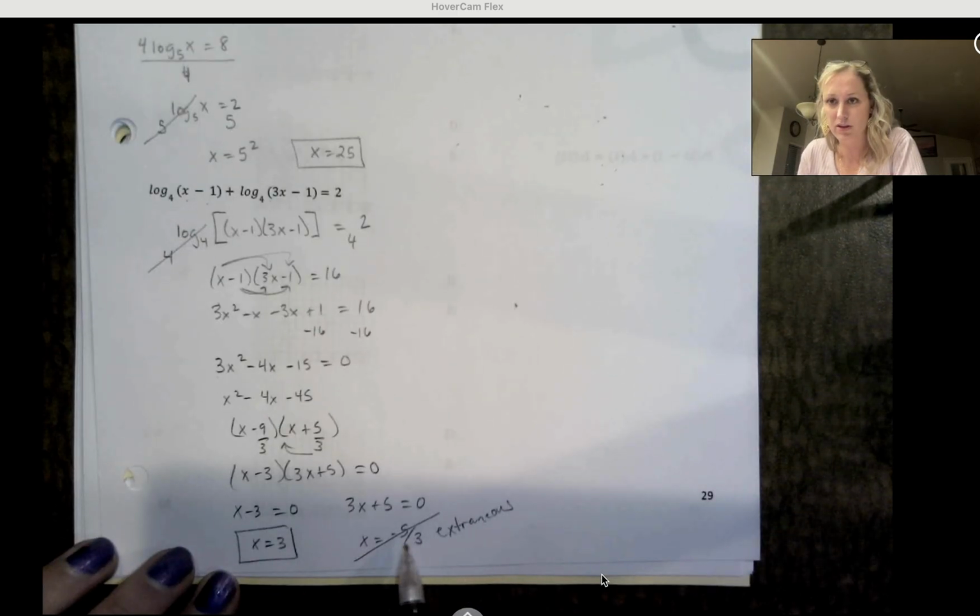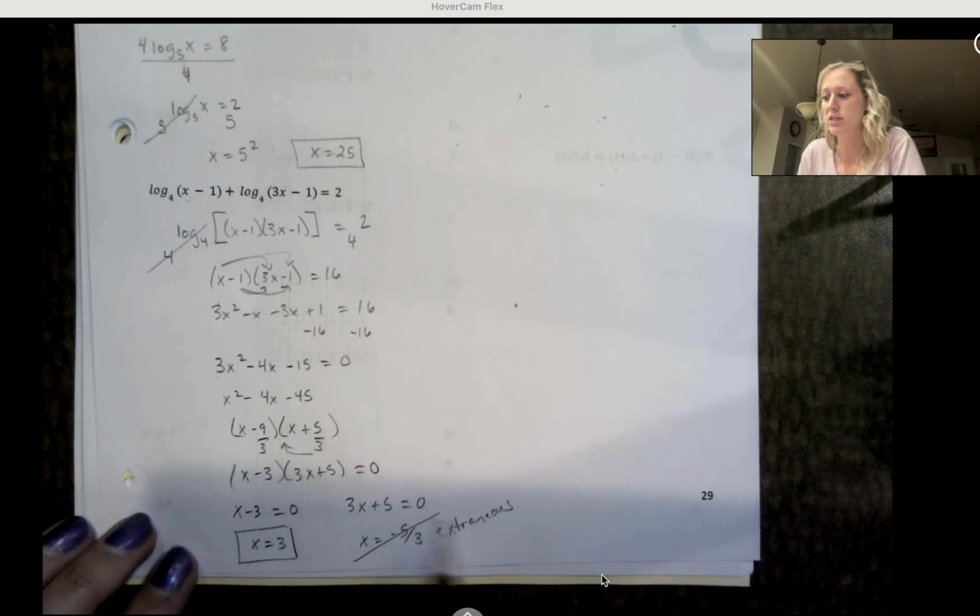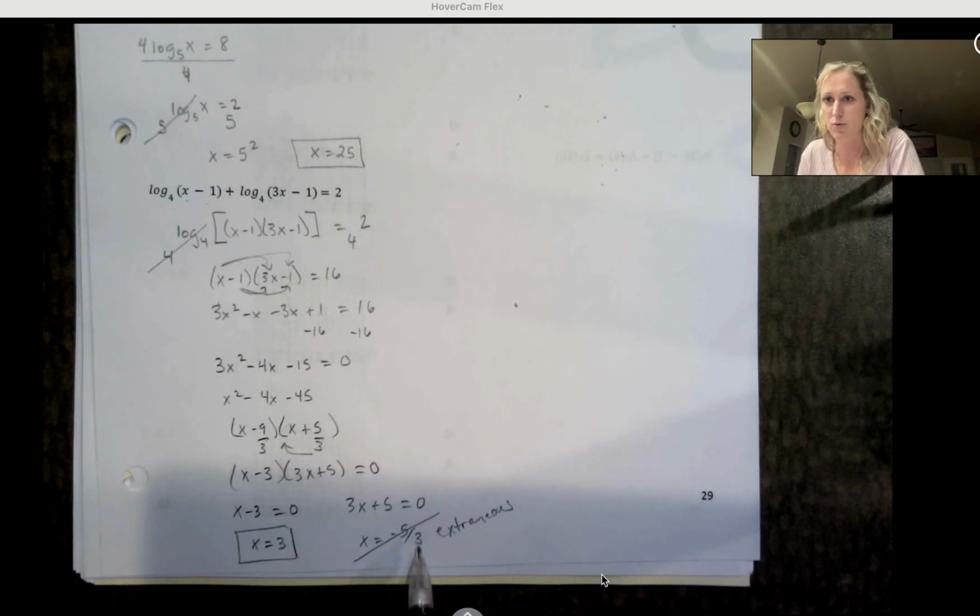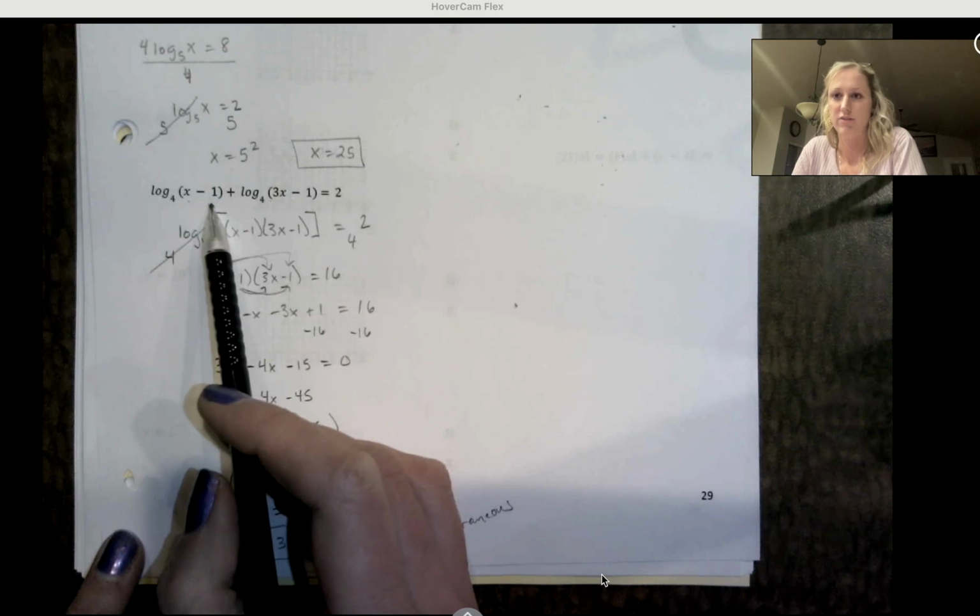If you were to list both of these on a quiz or test, you would get some points wrong because this is not a solution. It does not work for the domain of a log function.